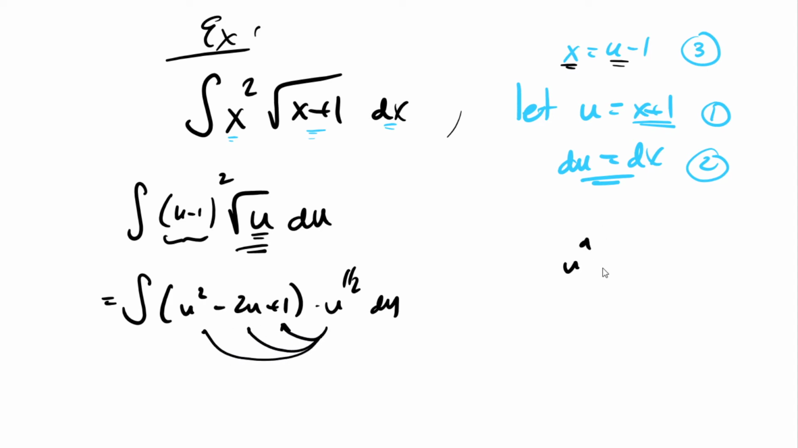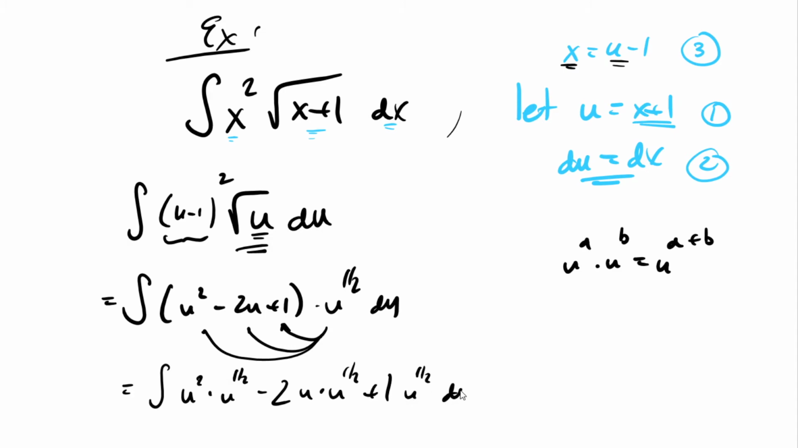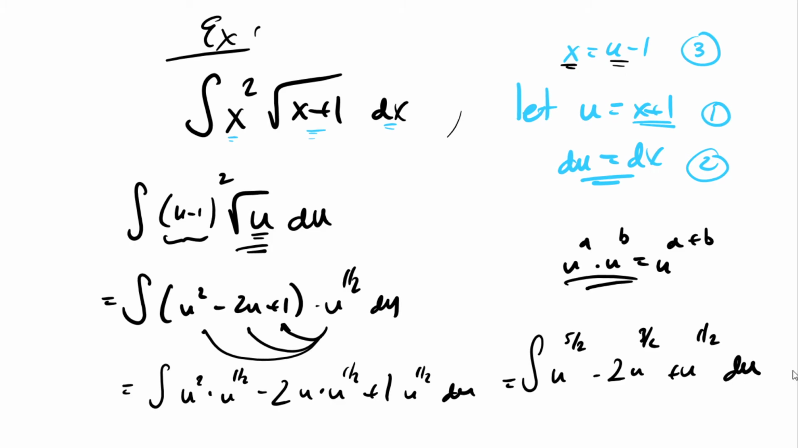Remember that u to the a times u to the b is u to the a plus b. And that means that this can be rewritten as the integral of u to the second times u to the 1/2, minus 2u times u to the 1/2, plus 1 times u to the 1/2 du. And then I can combine all these exponents together using this rule and write the integral of u to the 5/2 minus 2u to the 3/2 plus u to the 1/2 du. And this is an expression that you can use the power rule on.